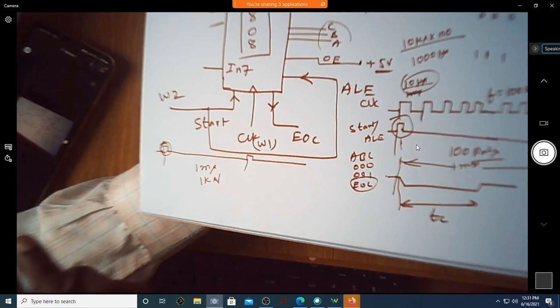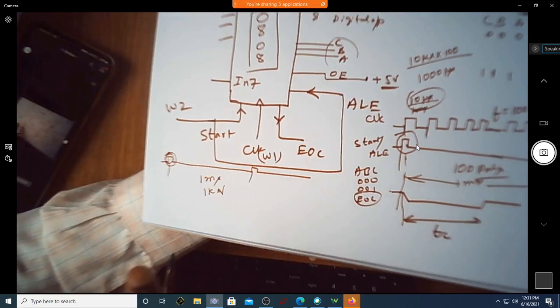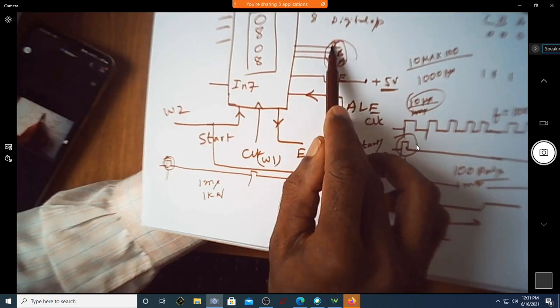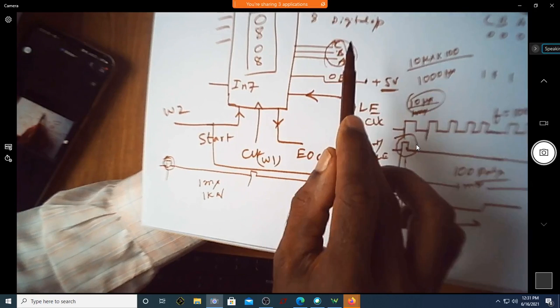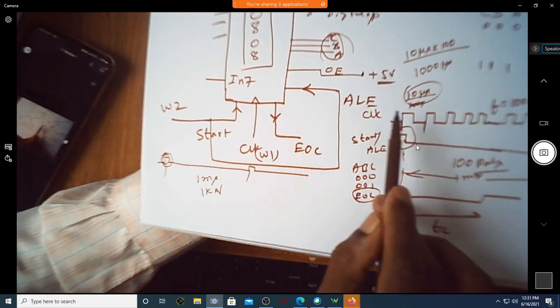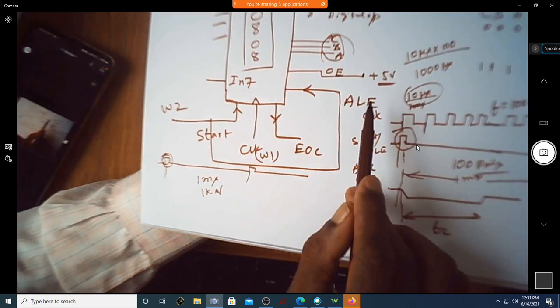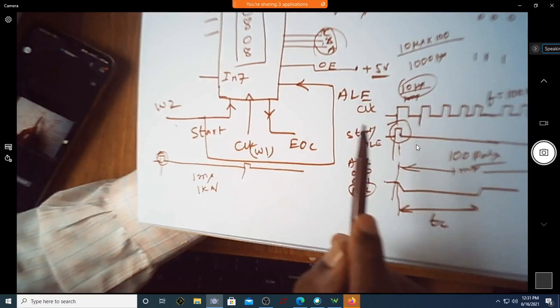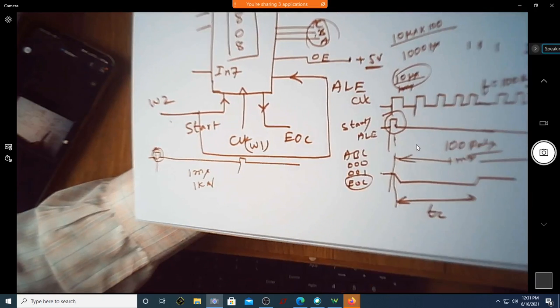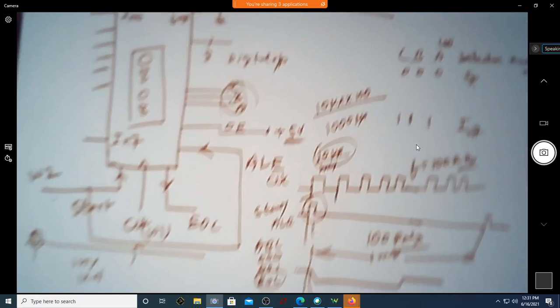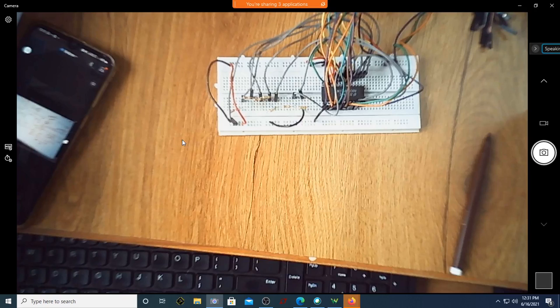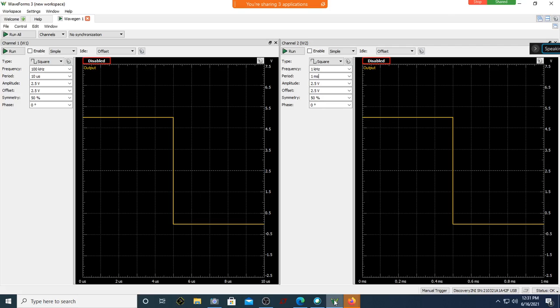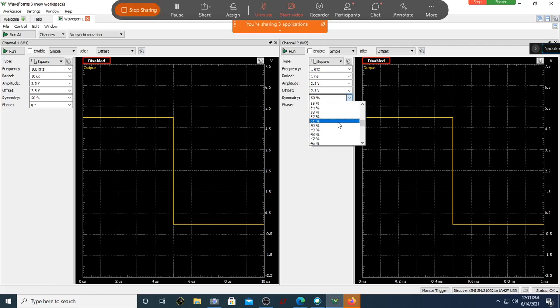I'll tell you why you require 100 clock cycles. My intention is that whatever address you give, it will be considered only when ALE becomes high. So you are starting the signal and latching this address for every 100 clock pulses. Correct? Shall I go back and make it 5%?